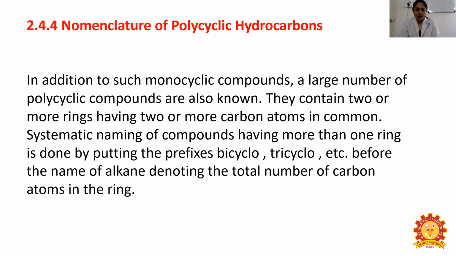Systematic naming of compounds having more than one ring is done by putting the prefixes bicyclo, tricyclo, etc. before the name of the alkane, denoting the total number of the carbon atoms in the ring.